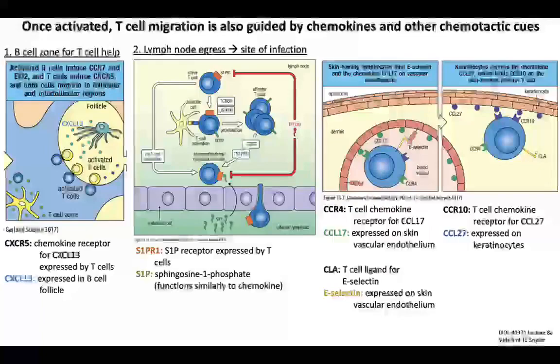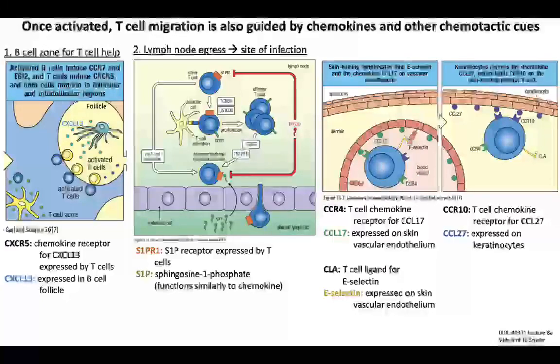Once effector T cells have left the lymph node, they enter circulation and home to the site of infection by following additional chemotactic cues. From our example of a skin infection, the endothelium that lines blood vessels in the skin expresses a chemokine called CCL17, as well as a molecule called E-selectin, and these bind to CCR4 and CLA expressed on T cells, respectively. This allows the effector T cells to exit circulation and enter the infected tissue through this process of diapedesis. Once in the tissue, these T cells can then migrate to the epithelium by following a gradient of CCL27 expressed by keratinocytes, and this binds to CCR10 that's expressed by activated effector T cells.